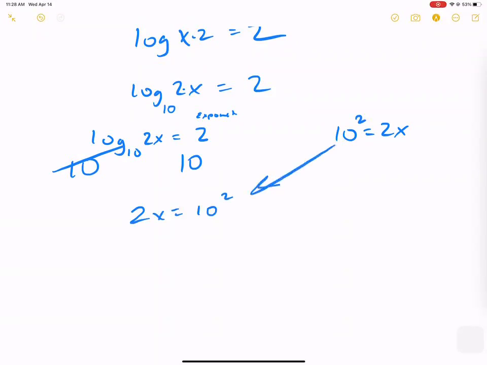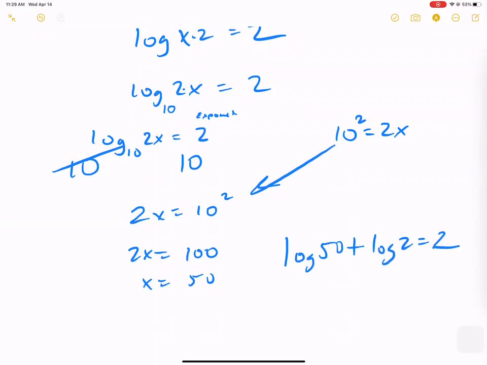As you can see, very similar results. The left side is just the algebraic way to show how we do it. The right side is just a straight identity. So 2x is equal to 100. X is equal to 50. Now, I would never have guessed that log of 50 plus log of 2 is equal to 2. No way would I have ever guessed that.